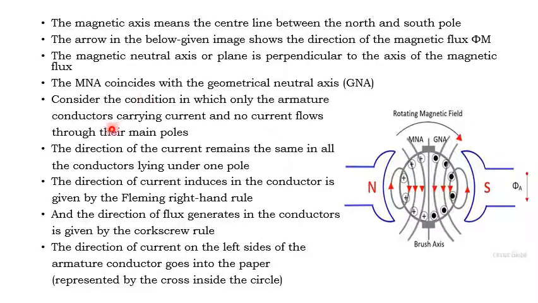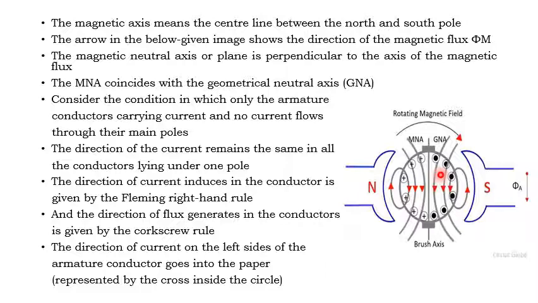Now let us consider one more condition, in which only the armature conductor carries current and no current flows through the main poles. So here it is shown: only the armature conductor carries current, and there is no current through the main poles. So the main poles are demagnetized and only the armature is magnetized. That means the armature conductor carries a current.